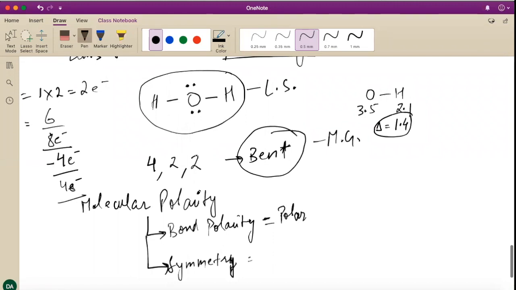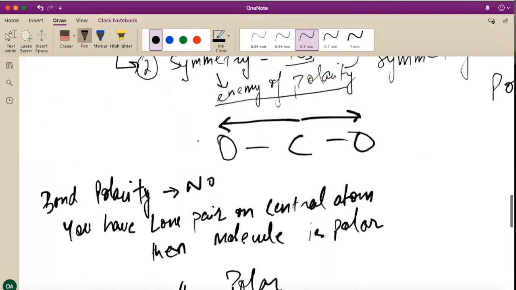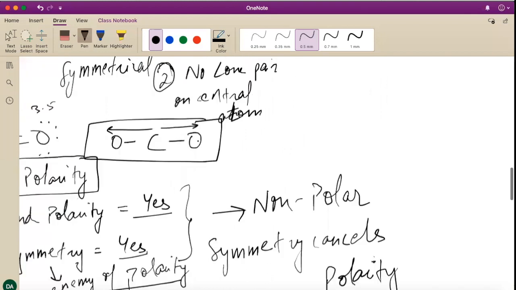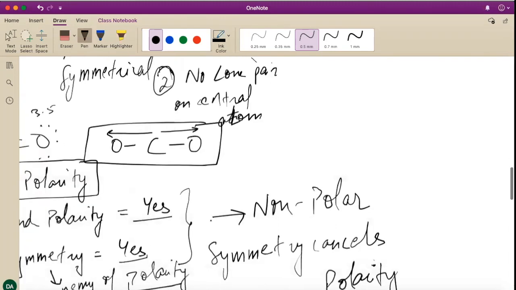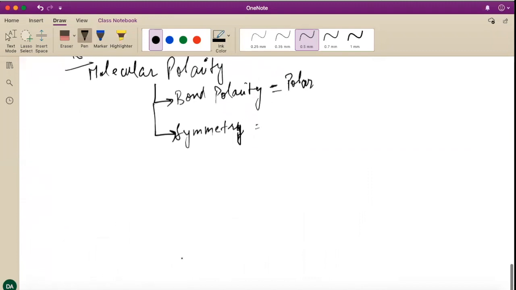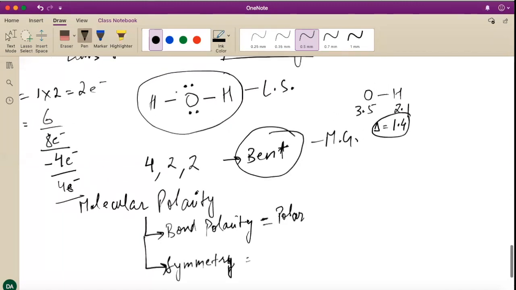What was the condition for symmetry, guys? Remember the two conditions I wrote earlier for symmetry? Lone pair on the central atom. Remember this one: all the atoms must be the same and there should be no lone pair. So do we not have a lone pair here? We do have a lone pair, guys.